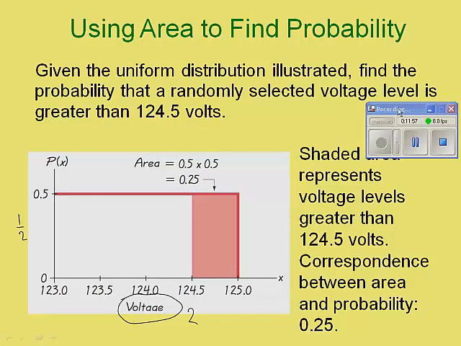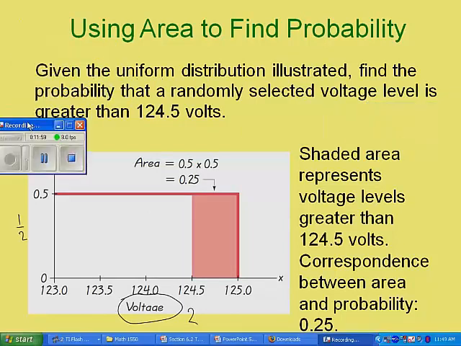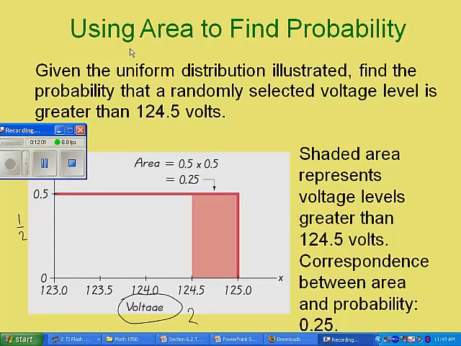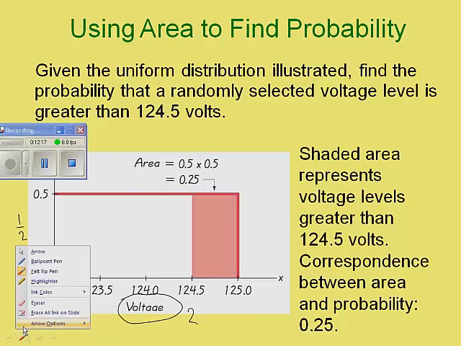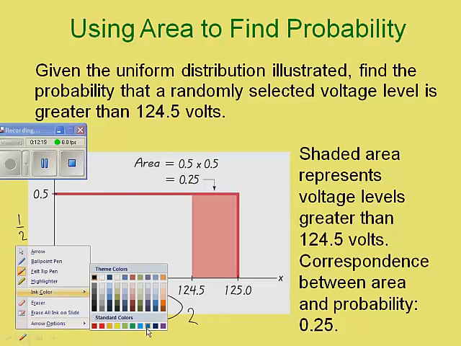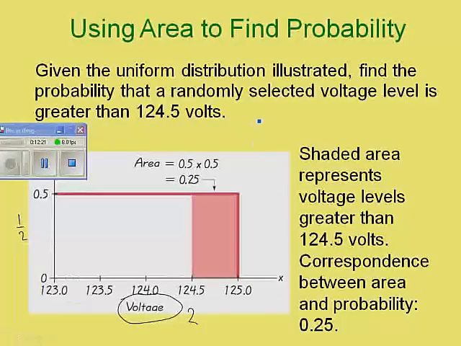Now, in the example in the book, it says they're using area to find probability. What probability? Well, here it is. Find the probability that a randomly selected voltage level is greater than 124.5 volts. That's hard to read. It's easier if you write down, let X be the voltage.